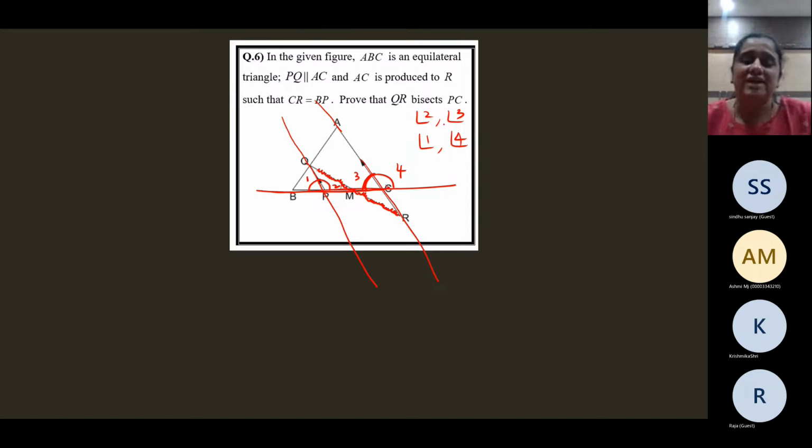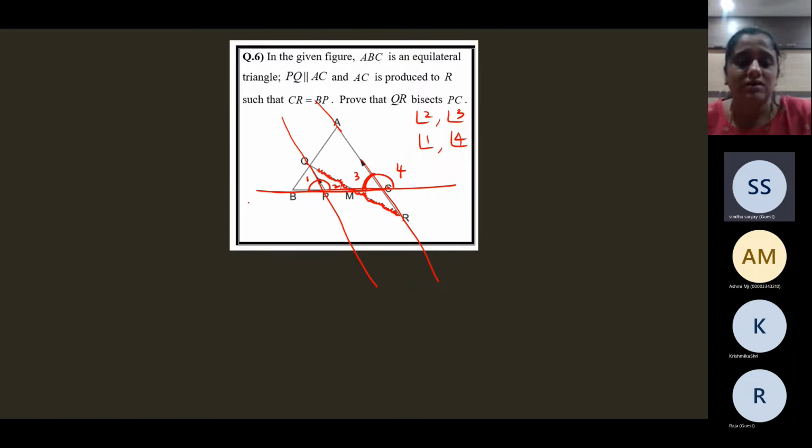Now choose. Take one interior and one exterior angle, but they should not form a linear pair. You should not take 1 and 2. That's a linear pair. Now tell me the 2 pairs of corresponding angles. On one side of the transversal, you will have only 2 pairs of corresponding angles. Which are the 2 pairs?